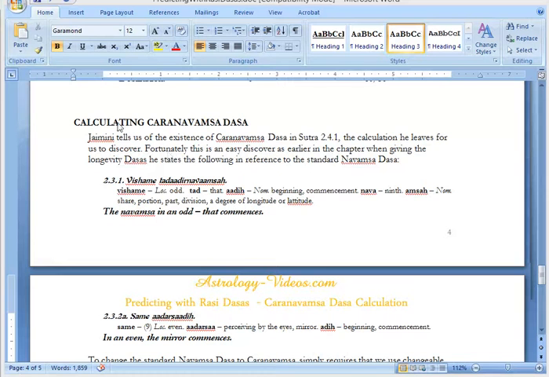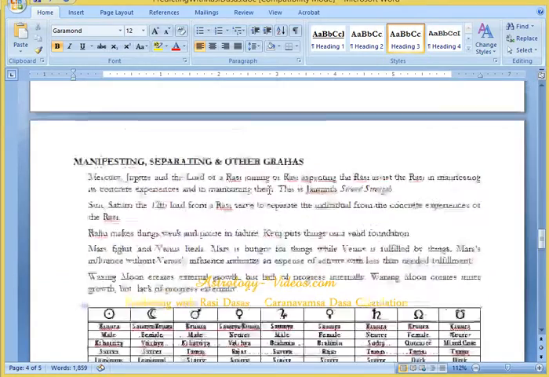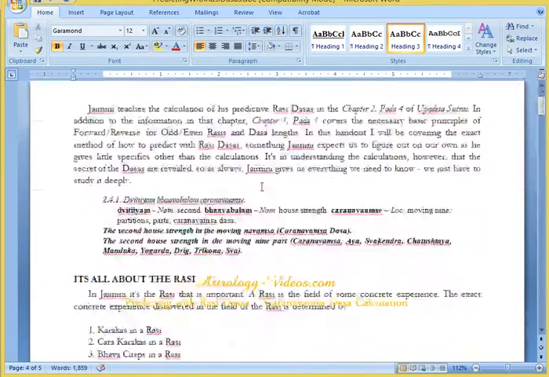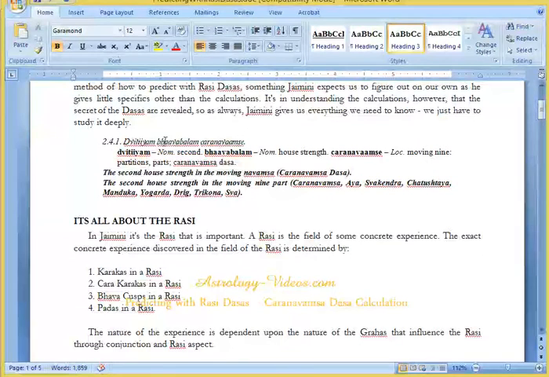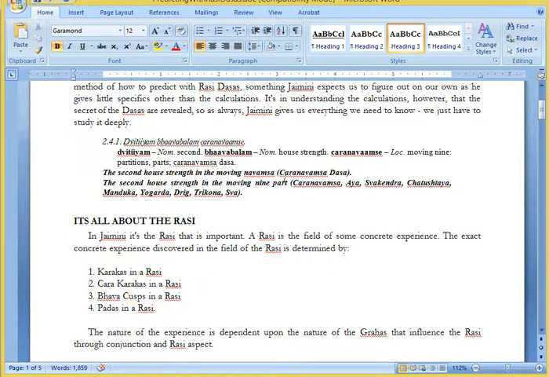In calculating the Caranavamsa Dasa, Jaimini has us look around a little bit. Jaimini will also often, in the first sutra of a chapter, tell us something very indirectly. He does this in the Pada or the Upapada chapter, for instance. But by giving the name of the Dasha in Sutra 241, the first sutra in the Dasha chapter, where he says, Dvitiyam Bhava Balam Caranavamsa, by using the name Caranavamsa, that lets us know that there's a Dasha called Caranavamsa.